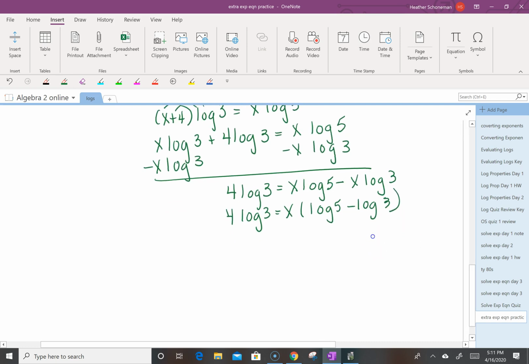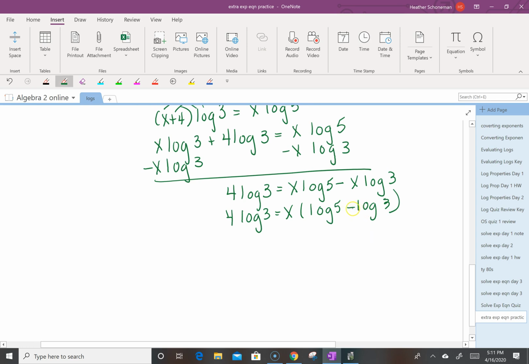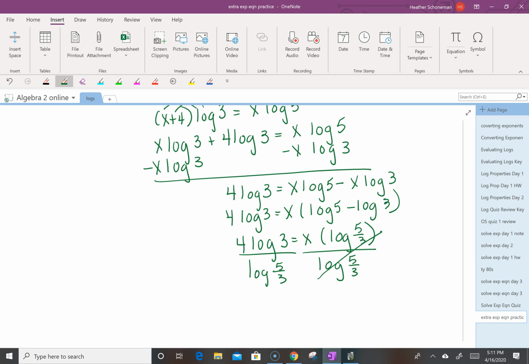Let's see if we can simplify that right side. Using my log properties, subtraction means division, so I have the 4 log of 3 equals x, and this is going to be the log. I can combine those as 5 divided by 3. Last thing, I want to get x by itself. I'm going to divide both sides by the log of 5/3. These cancel out.